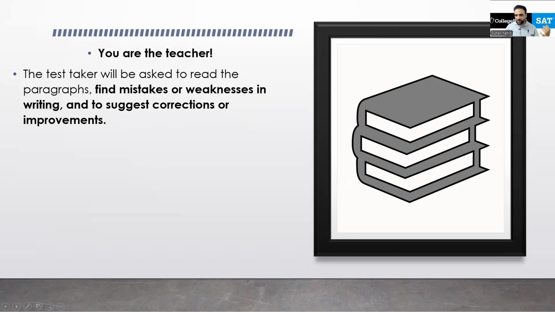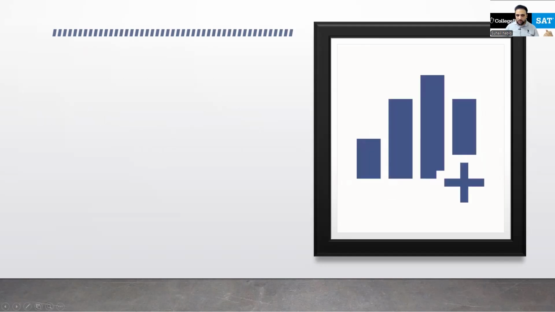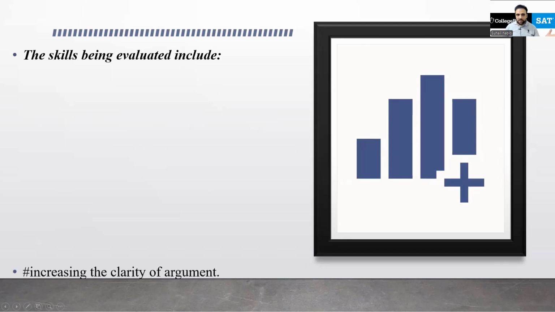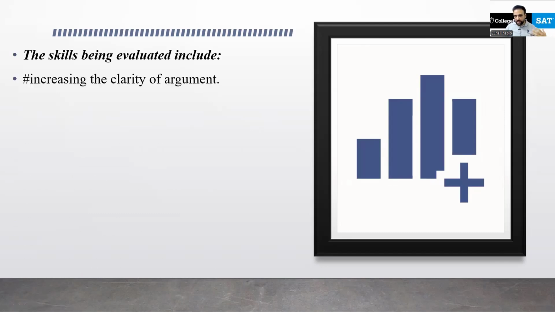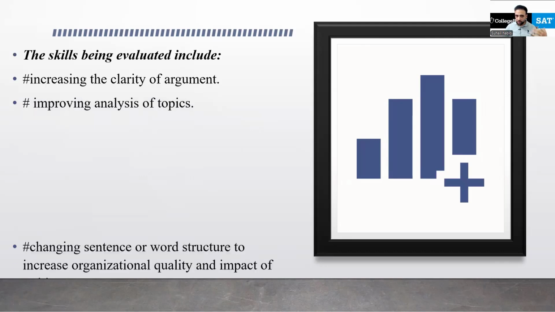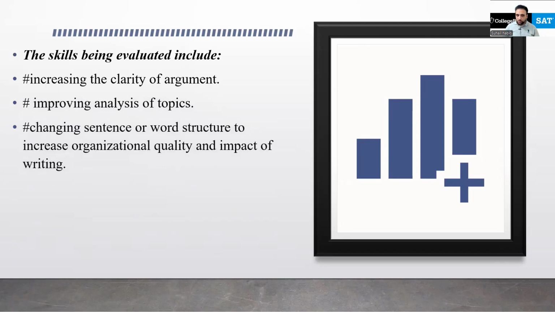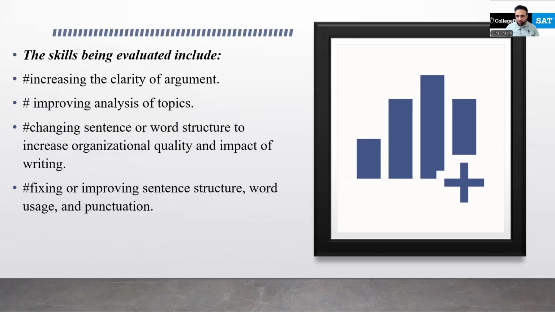That shows whether or not you have good knowledge of standard English, okay? So again, find mistakes or weaknesses in a writing and suggest corrections or improvements. Now, what skills are being evaluated? Increasing the clarity of an argument, improving the analysis of topics, changing sentence or word structure to increase organization, quality, impact of writing, fixing or improving sentence structure, word usage, and punctuation. This is more or less what we have there.